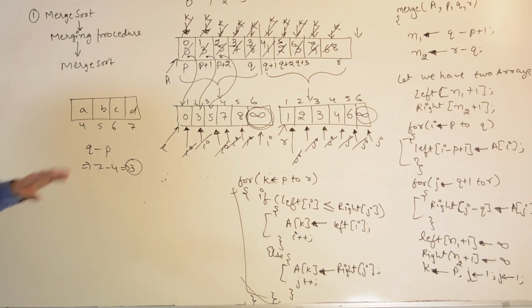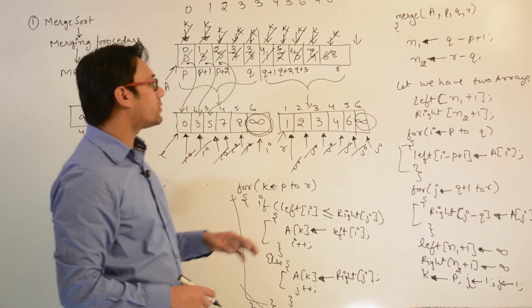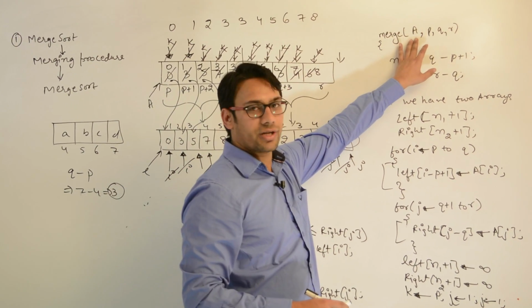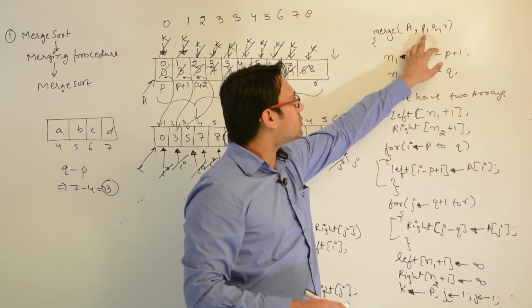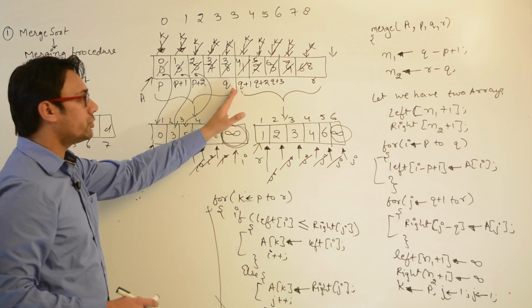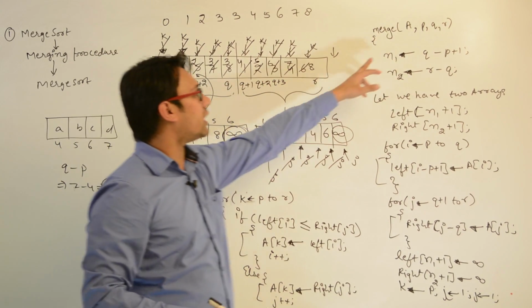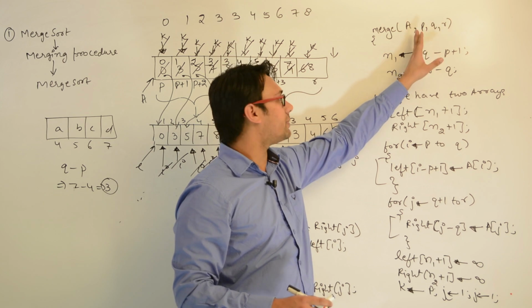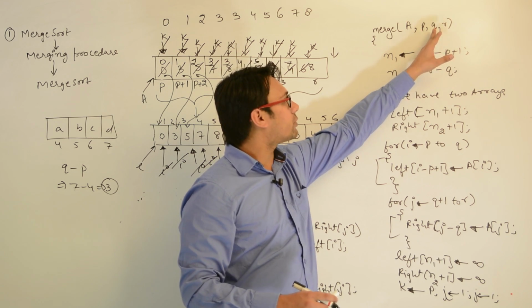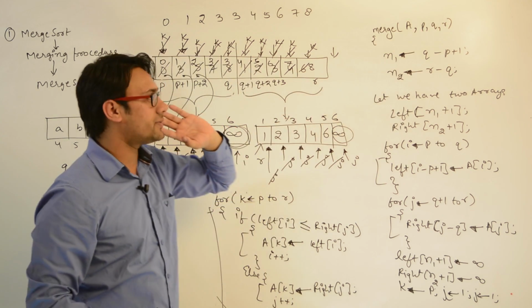So let me just summarize everything again. In the merging procedure, we have used an array A which is sorted from the location P to Q and from Q plus 1 to R. So we have the point which is Q. That means from P to Q the data is already sorted. From Q plus 1 to R the data is already sorted.